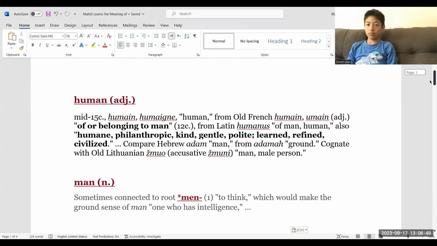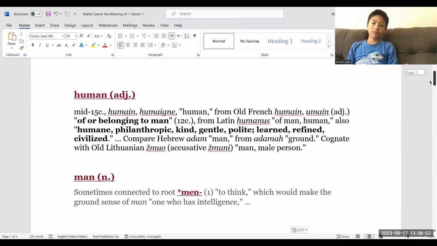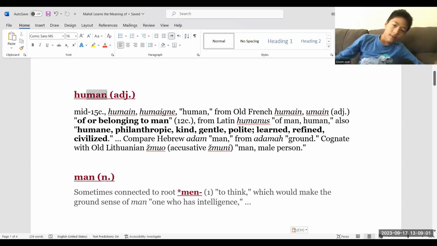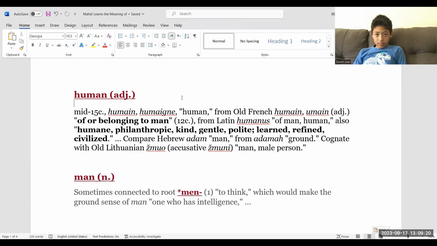So I'm going to ask you to begin reading the meaning for human and man. And as you can see, the word man is the second part of the word hue man. And we'll get into what the hue part means before we conclude. Any questions? Nope. Okie doke. Let's get this linguistic party started, as I like to say. Go right ahead and start reading. Mid 15th century. Human, humane, human from the old French humane, humain.